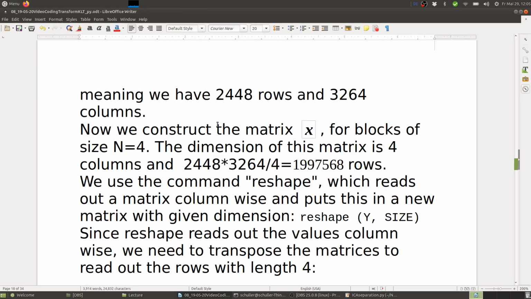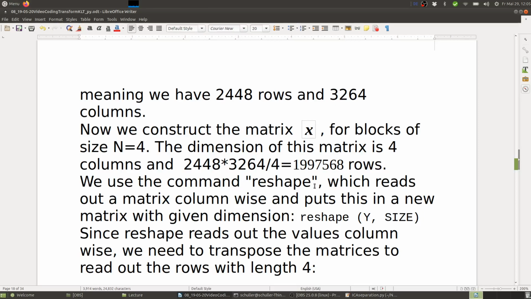So now we can construct this matrix X for blocks of size N equals 4. Right? 4 again for simplicity. The dimension of this matrix then is 4 columns and 1,997,568 rows. So this is the total number of pixels here divided by 4, because 4 is our block size. So we get a really tall matrix with almost 2 million rows, but only 4 columns.